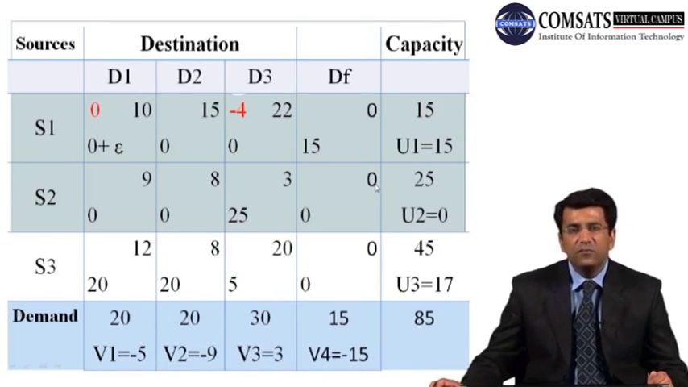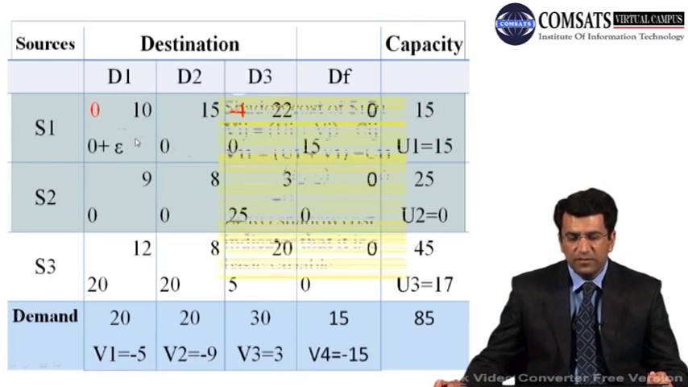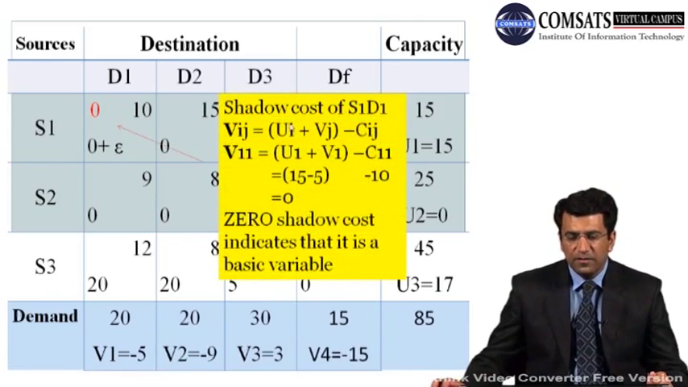Now again class, we'll have to move to the next step. What we will have to do, we'll have to calculate the shadow cost for the unoccupied cells. Let's suppose we calculate the shadow cost for this cell S1D1. Again class, we will use the same rule, that is Vij is equal to Ui plus Vj minus Cij.